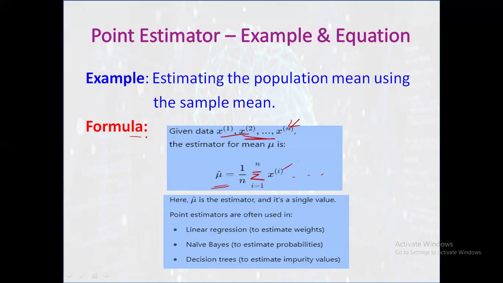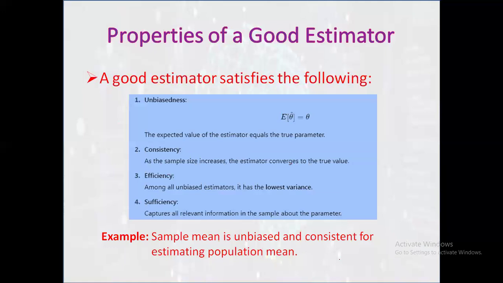Point estimators are widely used in machine learning to estimate values such as weights in a model or the probability of a class label. In each case, the estimator generates a single best guess based on the training data. Linear regression is used to estimate the weights, Naive Bayes to estimate probabilities, and decision trees to estimate impurity values. Next, properties of a good estimator. An estimator is unbiased if on average it correctly estimates the true parameter.